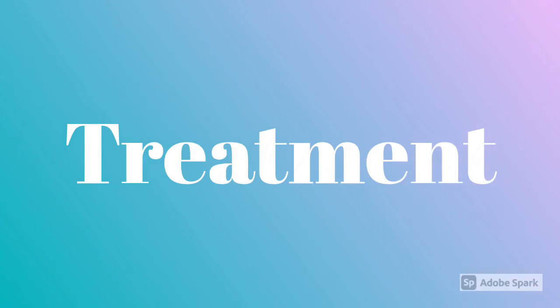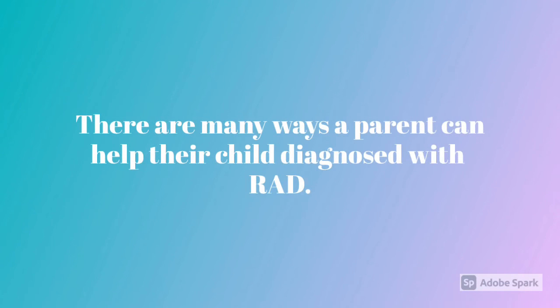Treatment for RAD. There are many ways a parent can help their child if it has been diagnosed with RAD. Parents can do things such as having a tight structure, having boundaries, getting professional assistance, having other people such as friends and neighbors that can help support them, and giving the child stuff to do around the house that can make them feel responsible. But in some cases, medication can help as well.